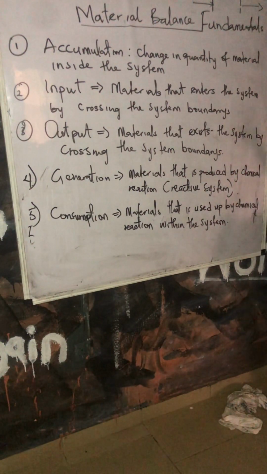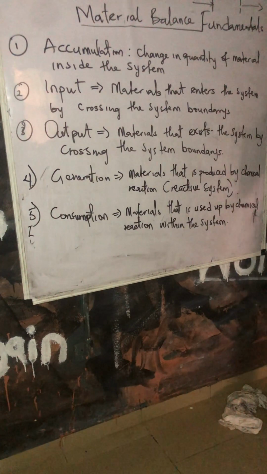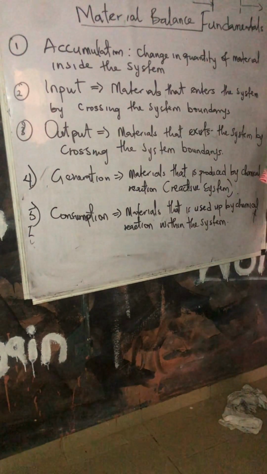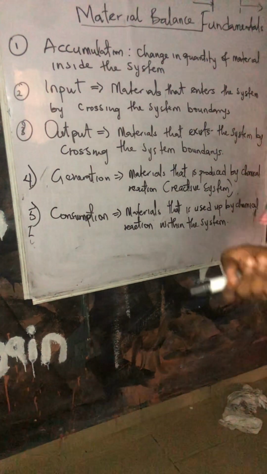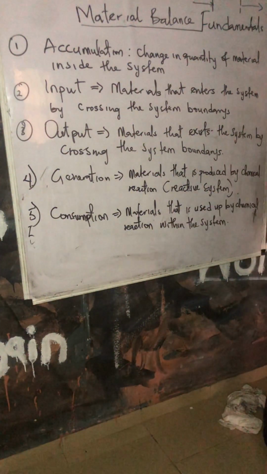Now let's look at material balance. We have two basic forms of material balance. We have the steady state and the unsteady state. We also have reactive and unreactive systems. So we're going to be looking at all.